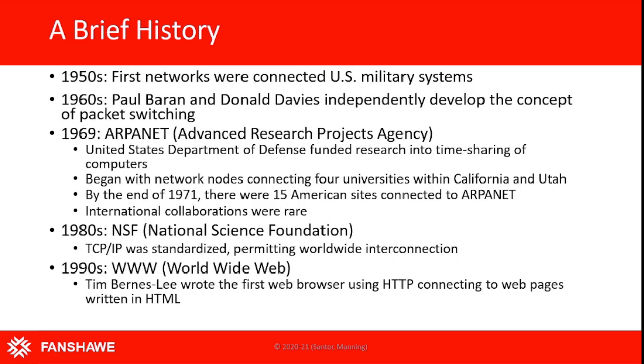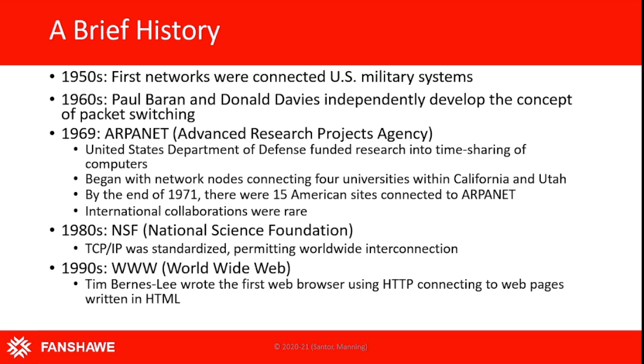So let's look at the brief history of the computer network. As we have learned from our previous chapters, the network was initially intended for the US military system. That was in the 1950s. Then it evolved in the 1960s, when packet switching was developed.